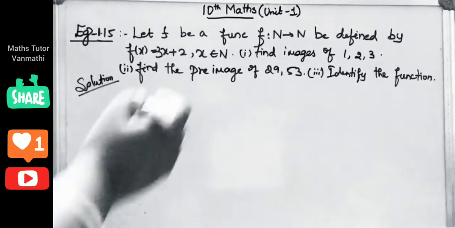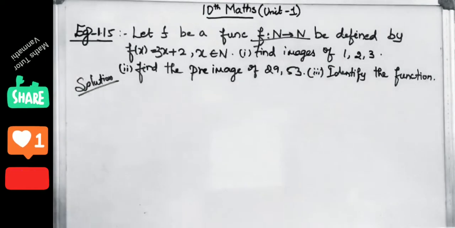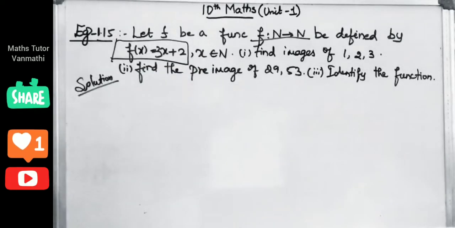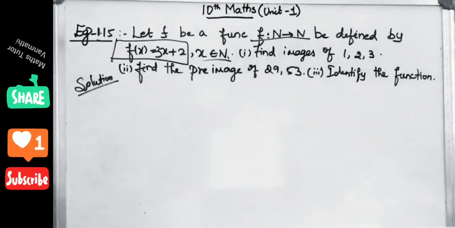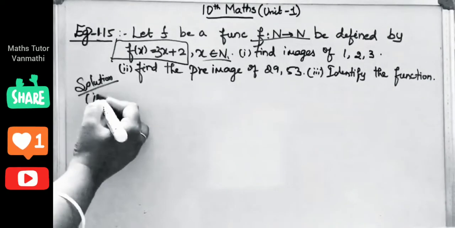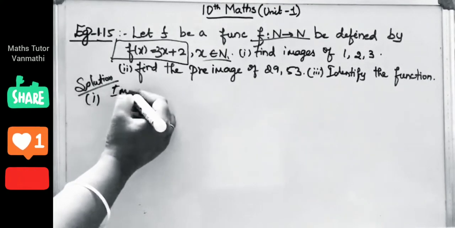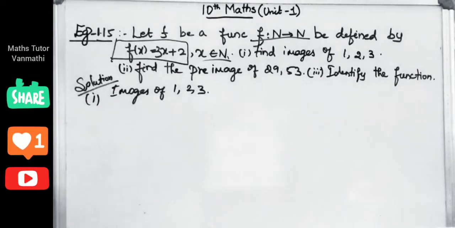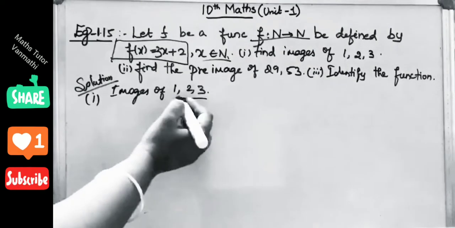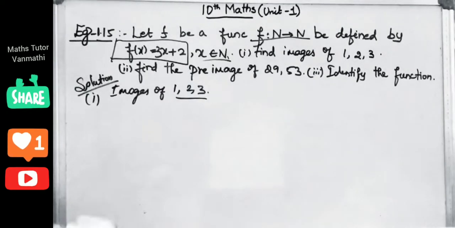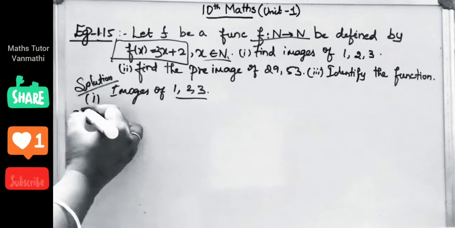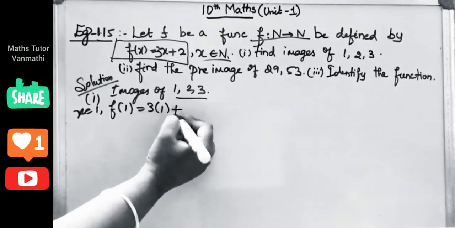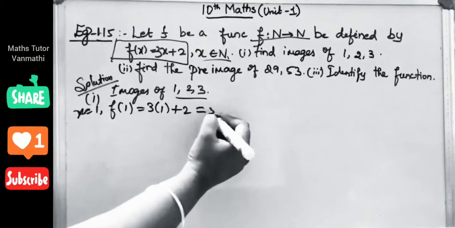This is your function f from N to N, where N is the natural numbers, defined by f of x equal to 3x plus 2. Here x belongs to natural numbers. In the first subdivision, we have to find the images of 1, 2, 3. So we are going to substitute 1, 2, 3 in this x. First x is equal to 1. You get f of 1 is equal to 3 into 1 plus 2, 3 ones are 3, plus 2 is 5.